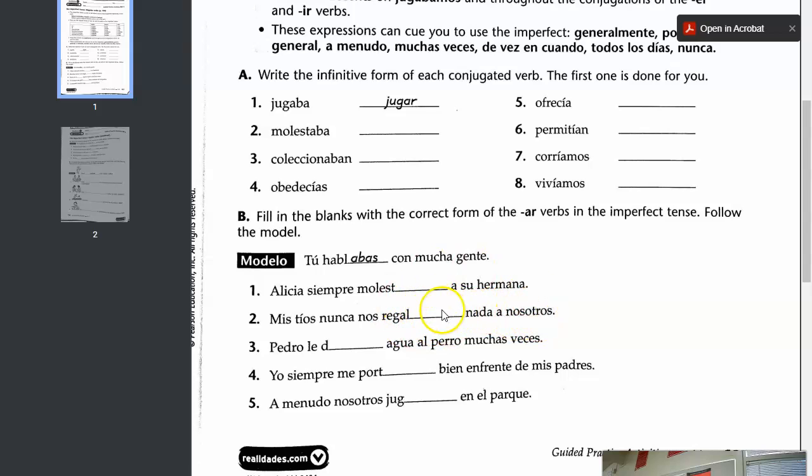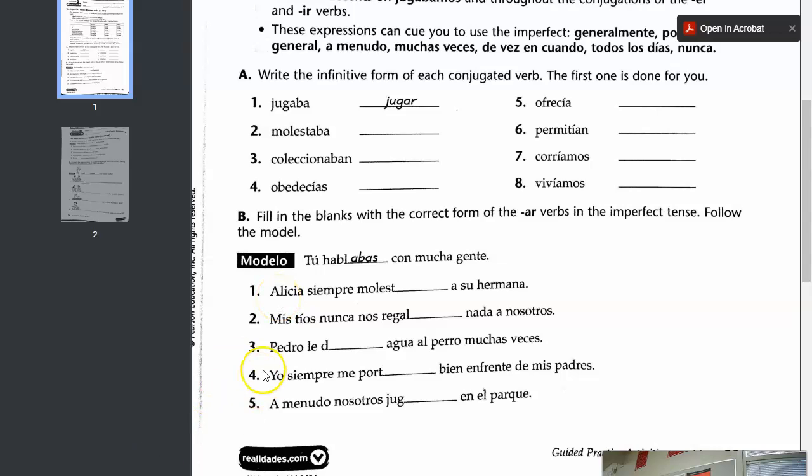And maybe you were a little tripped out because you're like, what about nos? What about nosotros? How come that's not the subject? Well, these are the recipients, right? These are the people who are receiving the gift, or in this case, receiving nothing as a gift. But who's giving the gift? Who's the verb agent? It's mis tíos. Your subject's going to come right at the beginning of the sentence.